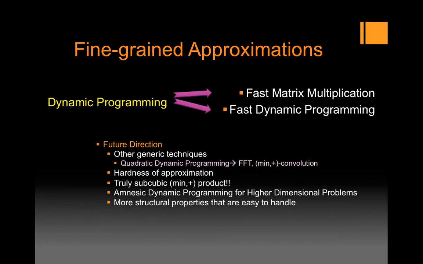It's likely the techniques will be a bit different, depending on the structures of the dynamic programmings, or what can you do for higher dimensional dynamic programmings. Hardness of approximation is a big open question here. Truly subcubic min-plus product, I think that will break the APSP conjecture, so that's obviously a big open question.